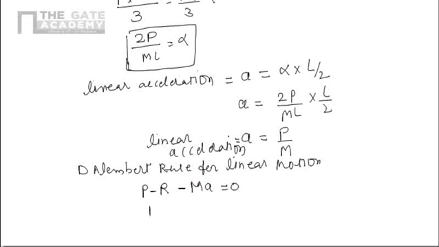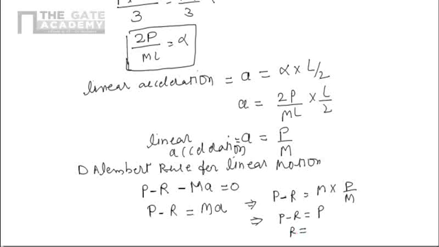So I can write P minus R equals ma, and we know the value of a is P by m. So P minus R equals P. From here we get R equals 0. So the correct answer for this problem is R equals 0.